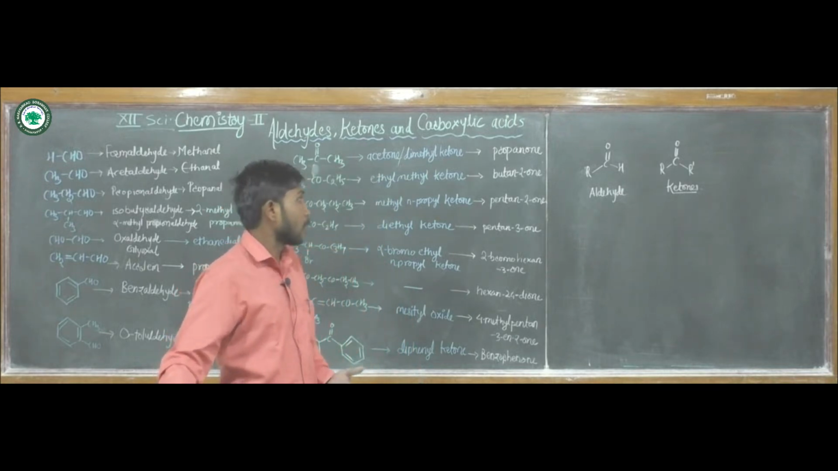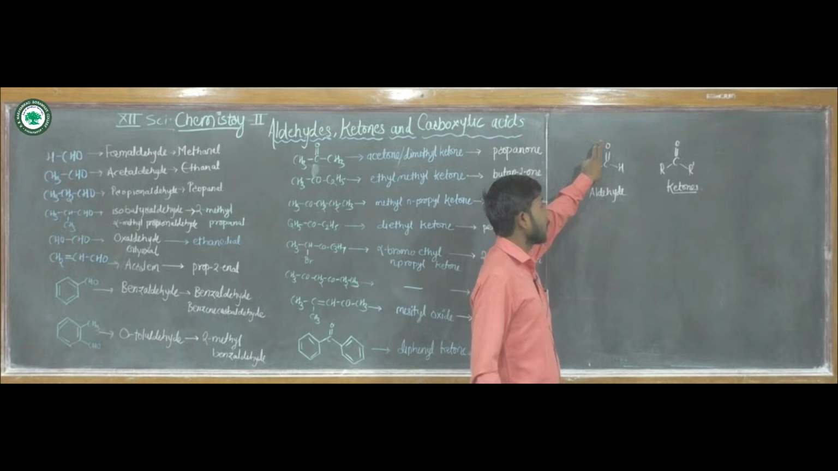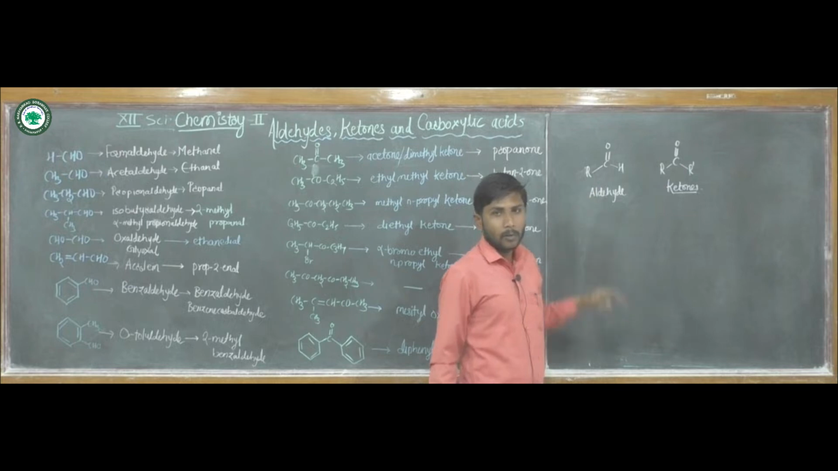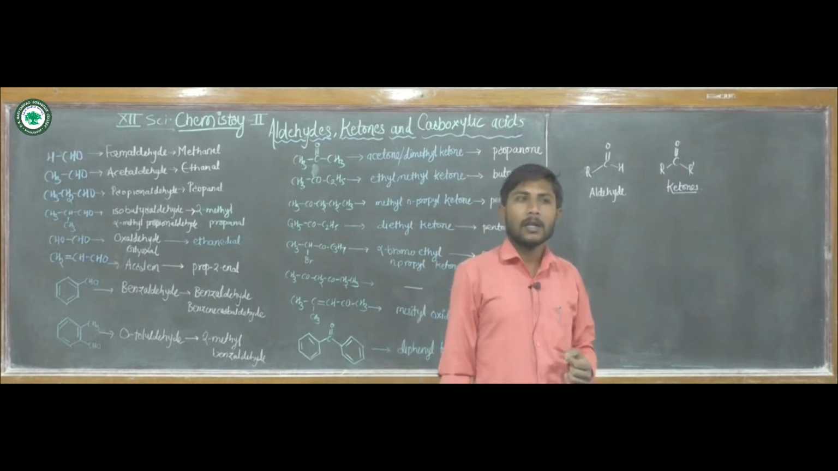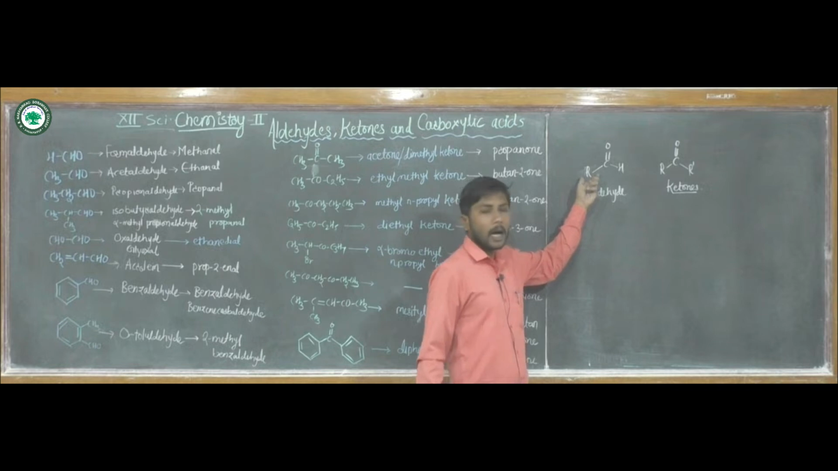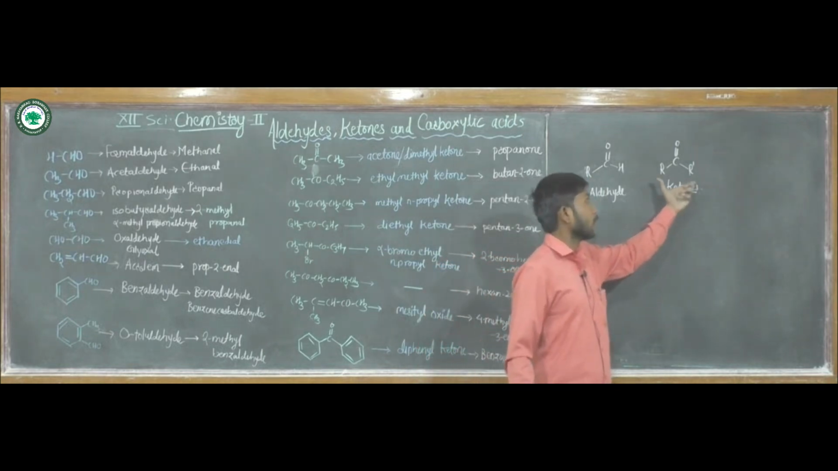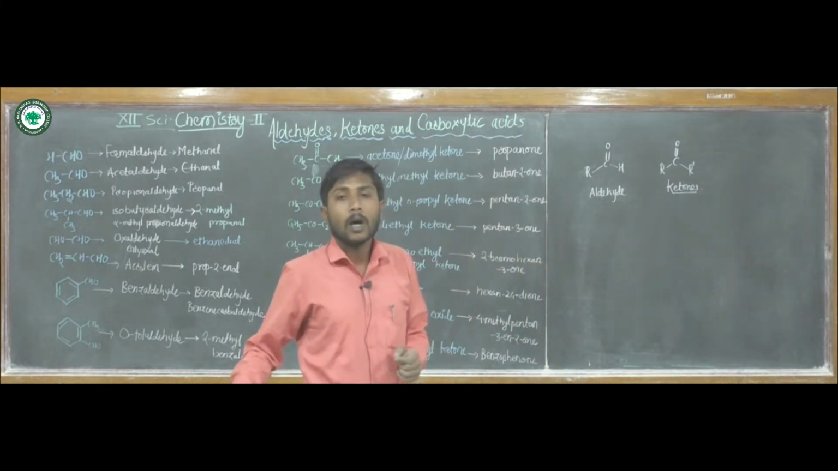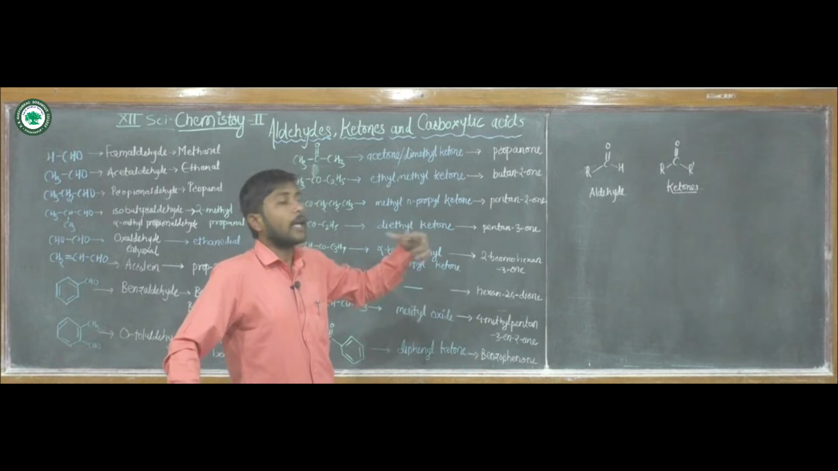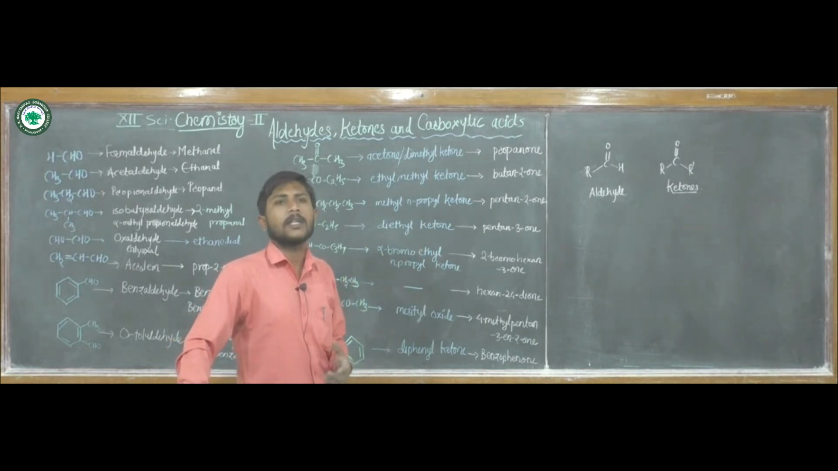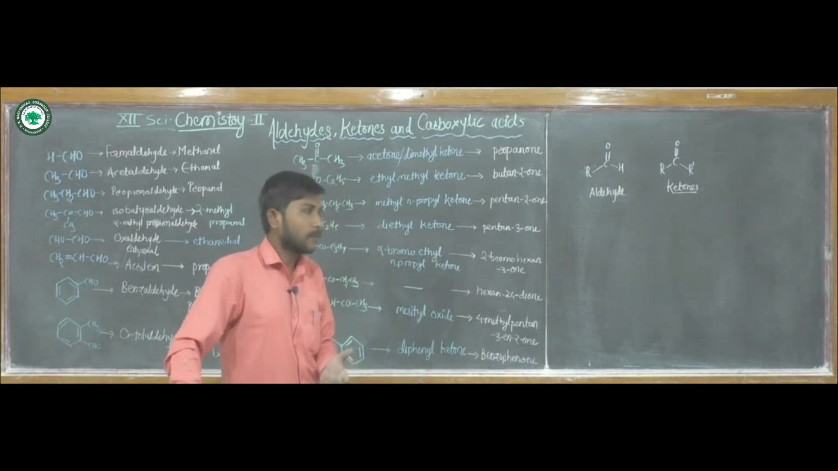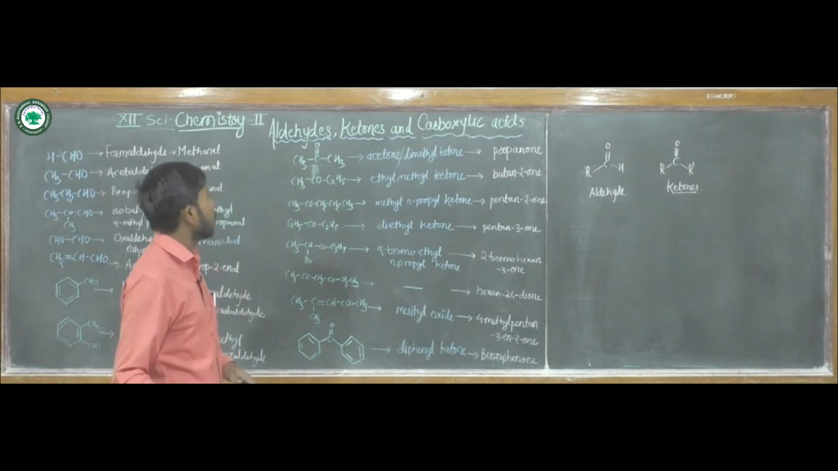Then, what is the main functional group? That is the carbonyl carbon. The main difference between aldehydes and ketones is that in aldehydes, one of the sp2 hybridized orbitals of the carbonyl carbon is shared with an alkyl group, while in ketones both sp2 hybrid orbitals are shared with two alkyl groups. If both alkyl groups in a ketone are the same, then they are symmetric ketones, or simple ketones. If they are different alkyl groups, then they are asymmetrical ketones. Now we will see the nomenclature.